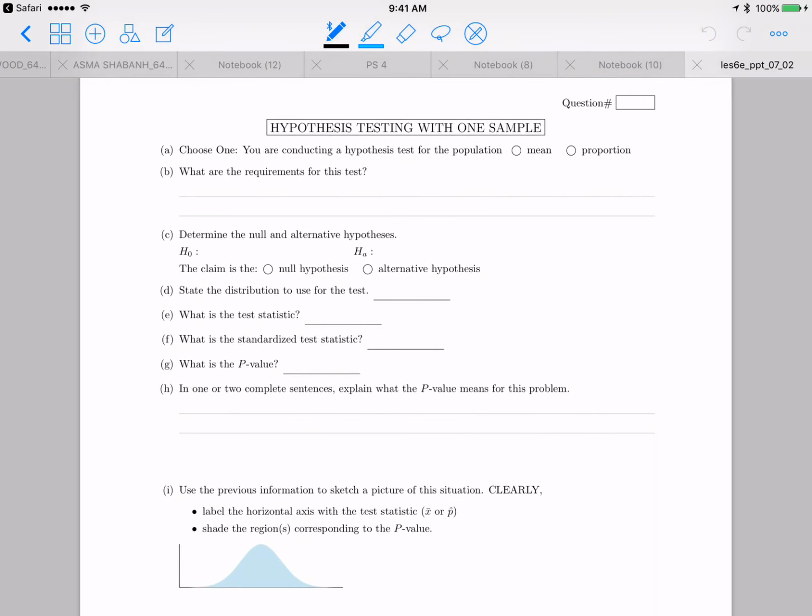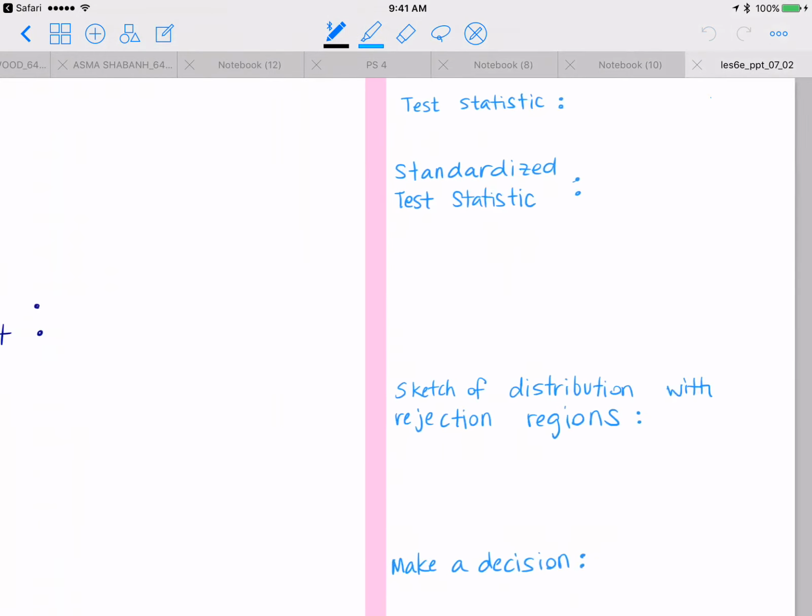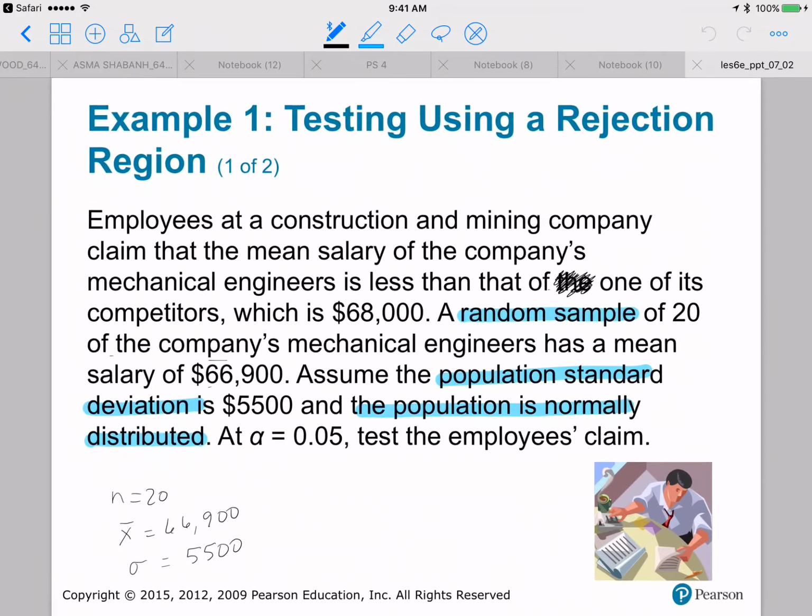So I'm done with the first part, which is verifying, right? So I won't put this down, but what are the requirements? We need to have a random sample, sigma needs to be known, and we need to have n greater than or equal to 30, or the population is normally distributed. We are doing a hypothesis test for the mean.